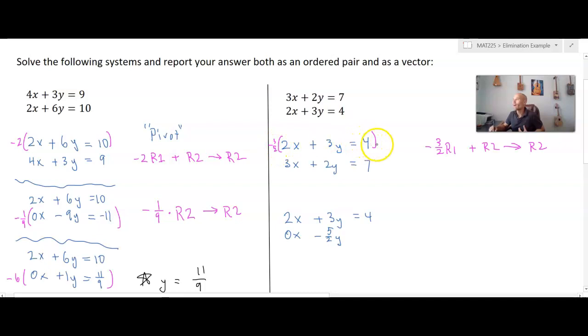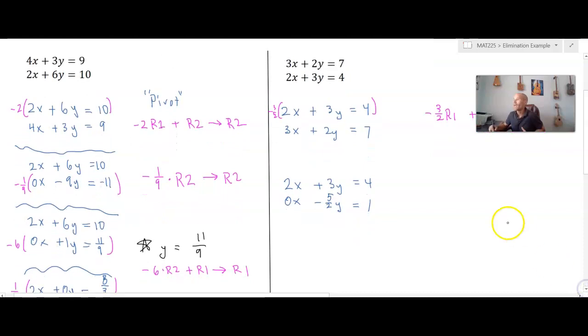Negative 12/2, so we have negative 12/2. 7 is 14/2, so negative 12/2 plus 14/2 is 2/2, which is 1. Nice, that works out great. And now I've almost isolated y.